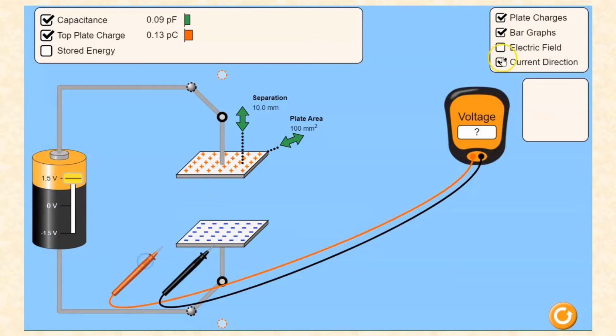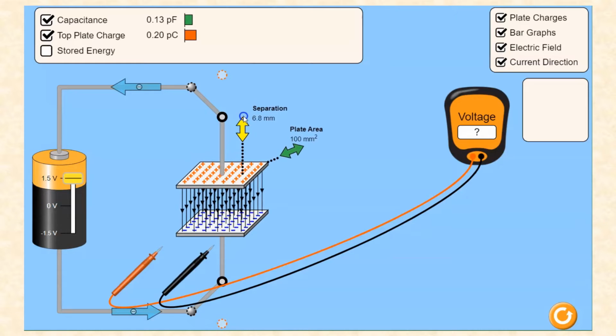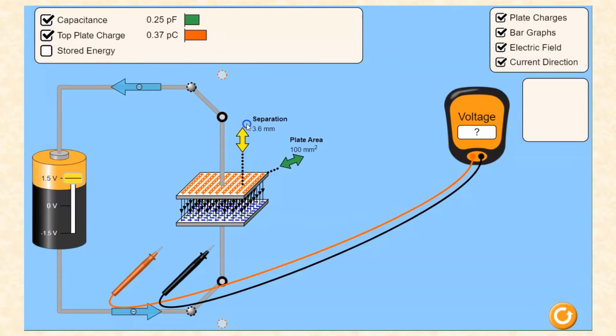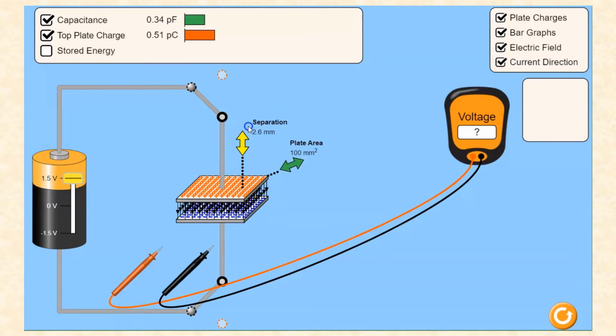Okay, the last thing we'll take a look at, I'm going to check this electric field box here so we can see what happens to the field between the plates as we change some of these factors. As I move these plates closer together, you will notice that the electric field between the plates increases. And we say that ultimately it's electric potential energy that is stored in that electric field.